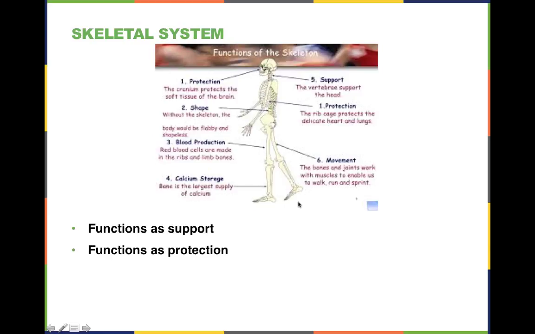Secondly, it functions as protection. The rib cage protects the heart and lungs. The skull protects the head and brain. The pelvic area protects the organs in the pelvis.